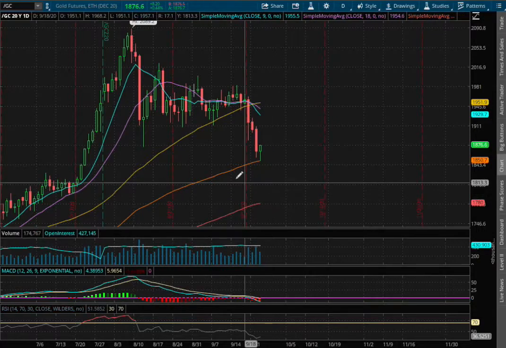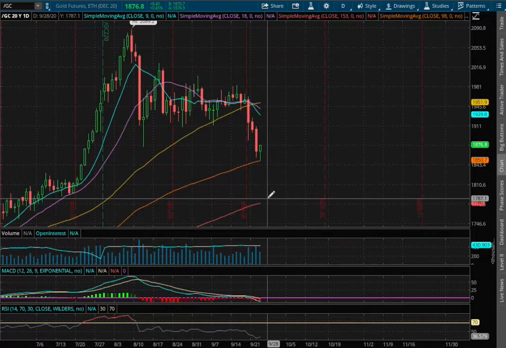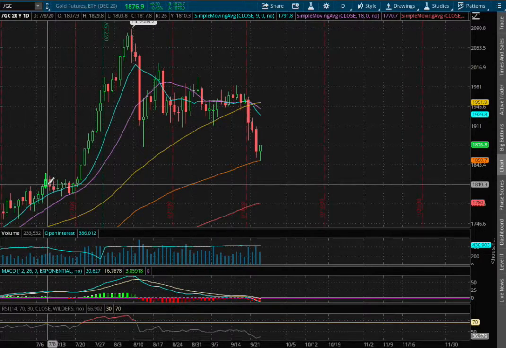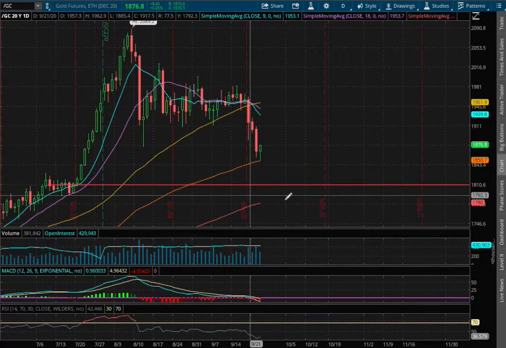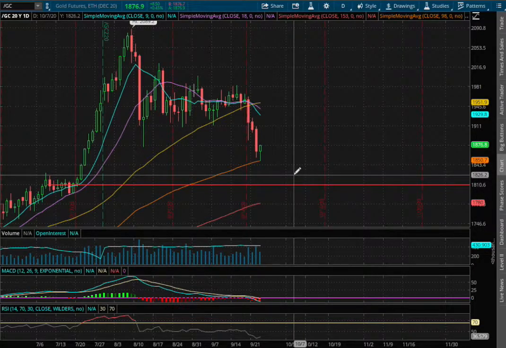And at the moment, we found temporary support on the 100-day moving average, this orange line, at the price of $1,850. However, if that level does break, we may see the next possible support level being where we had past resistance, and since we're above resistance, that now acts as our support at the price of $1,810.